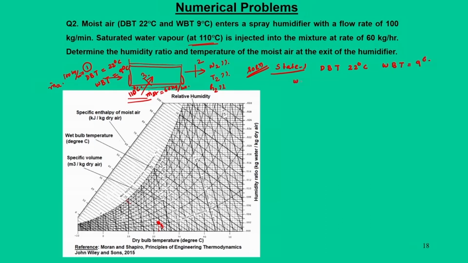This will give you omega 1 close to a value of 0.002 kg per kg dry air, and also from this we can calculate the enthalpy. The enthalpy value will be close to 27 kilojoule per kg dry air.